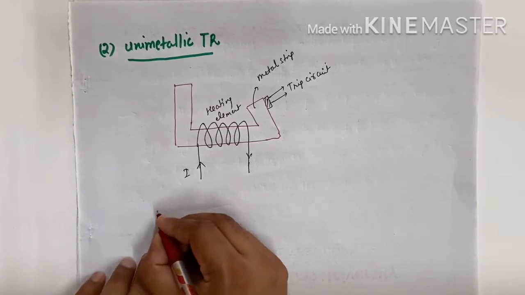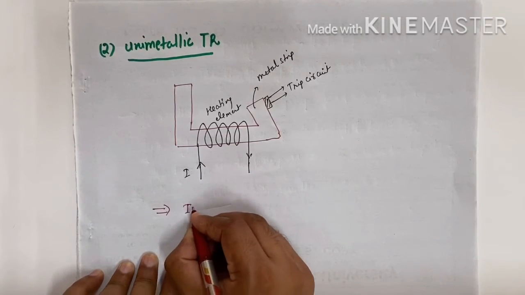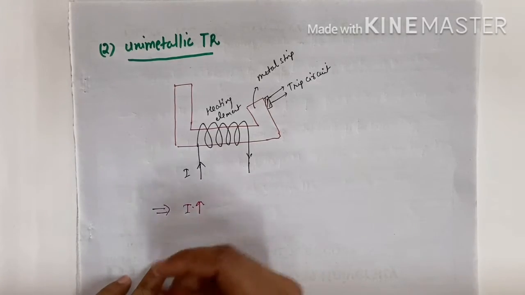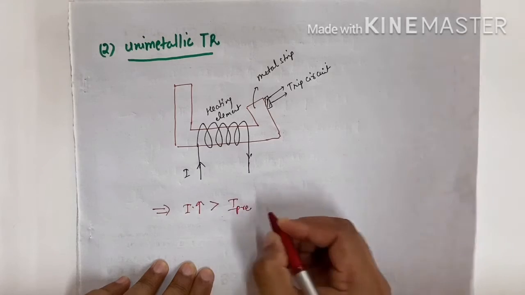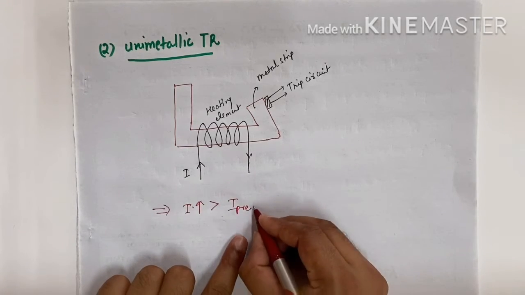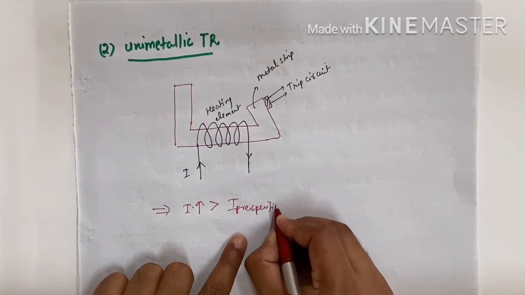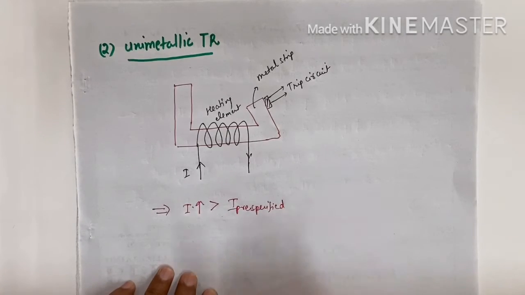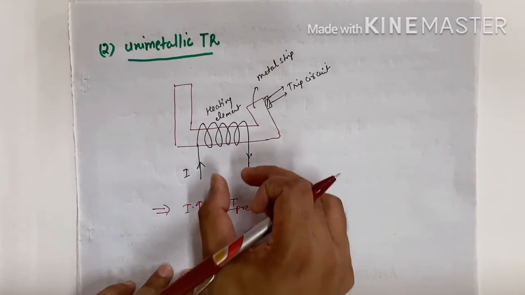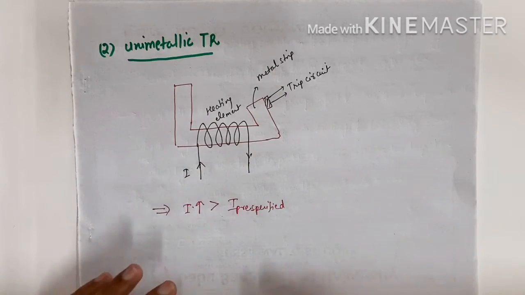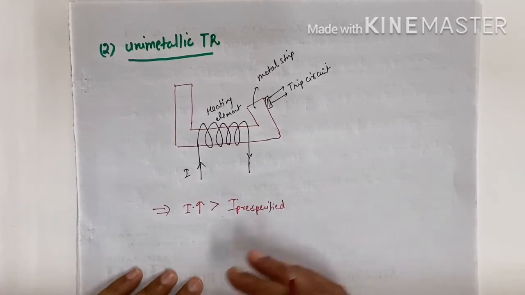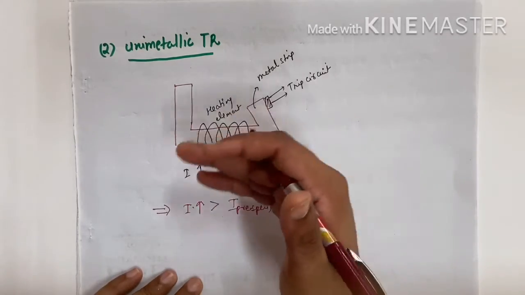Whenever the current exceeds the pre-specified value, okay, this is the condition. When the current exceeds the pre-specified value, the heating element develops such an amount of heat that the metal strip will expand. Whenever it expands, on the expansion the flap can close.